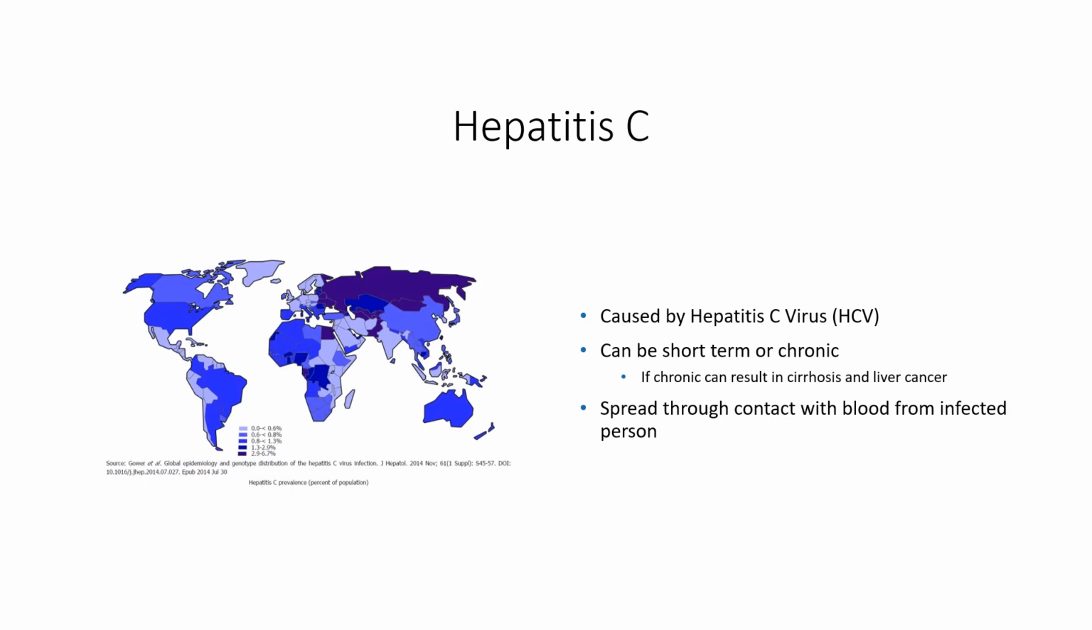Hepatitis C is spread through contact with blood from an infected individual. It is most commonly spread through the sharing of needles. It is estimated that 71 million people globally have chronic hepatitis C and it is one of the leading causes of death globally.